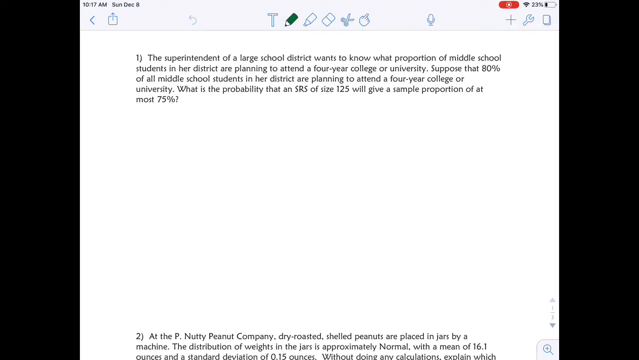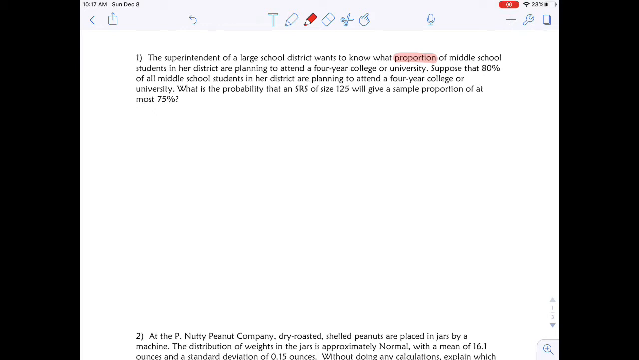Okay, so our first problem here, again, let's take a read through it. The superintendent of a large school district wants to know what proportion of middle school students in our district are planning to attend a four-year college or university. Suppose that 80% of middle school students in our district are planning to attend a four-year college or university. What is the probability that an SRS of size 125 will give a sample proportion of, at most, 75%?